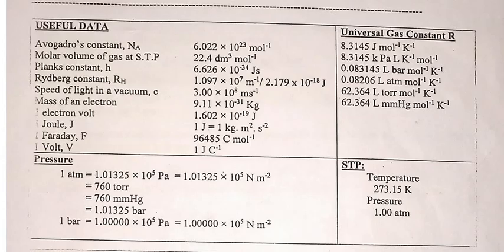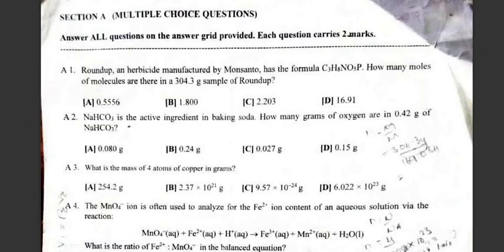Now the PDF, since there were pictures, they're a bit jumbled, so I'll try to be moving back and forth for you to be able to follow. So this is our section A. They are saying answer all questions on the answer grid provided. Each question carries 2 marks.